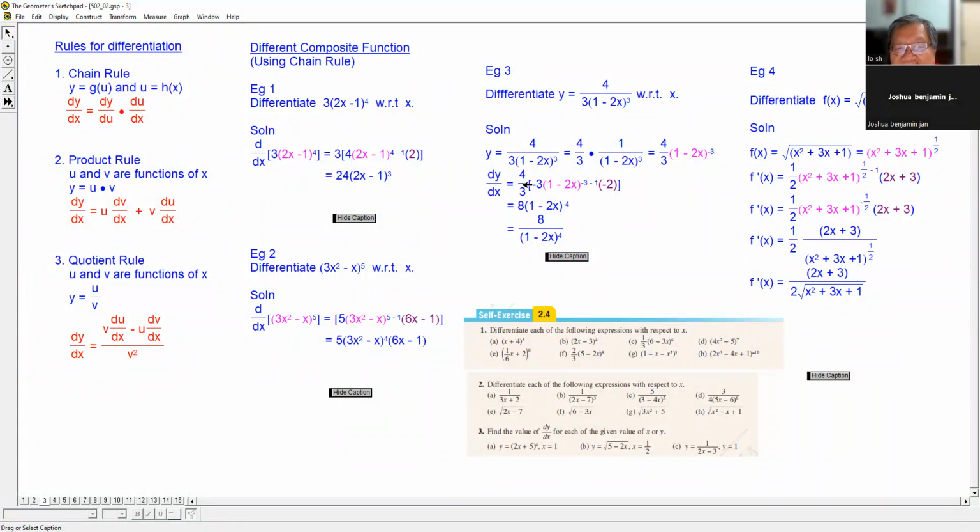Then I gather all the numbers together. Negative 3 and 3 can cancel. Negative and negative 2 become positive 2. Positive 2 multiplied by 4 becomes 8. So the answer is 8 bracket 1 minus 2x to the power of negative 4. Negative 4, you bring it to the bottom. So it becomes 8 over 1 minus 2x to the power of 4.